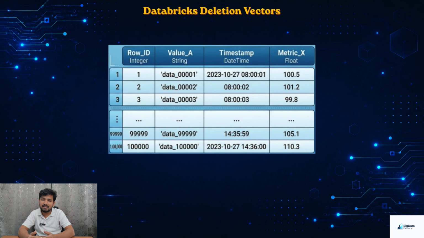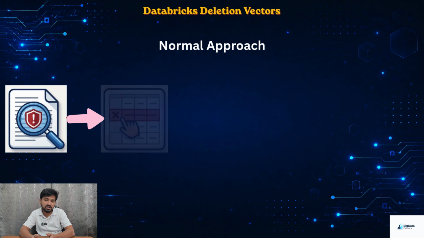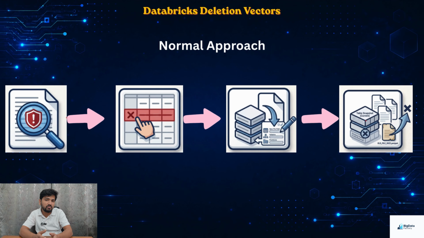Suppose one Parquet file contains rows like 1, 2, 3 up to 1 million. Now what happens if we run delete on this Parquet file for a particular row ID? Assume the matching row is stored inside that file. Without deletion vectors, Databricks cannot simply open the Parquet file, erase that row, and save the same file. The normal approach is to read the affected file, remove the matching row, write a replacement file, and remove the old file from the current table snapshot. Even though only one row changed, the full affected file may need to be rewritten.